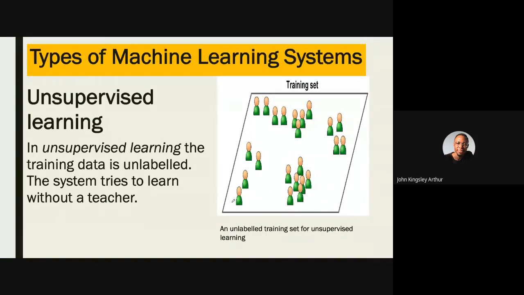Now, the very opposite of supervised learning is what we call unsupervised learning. So in unsupervised learning, the training data is not labeled. Okay, so you can see over here that the training set is not labeled.